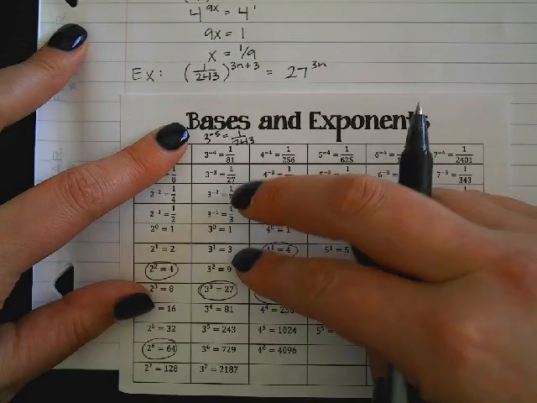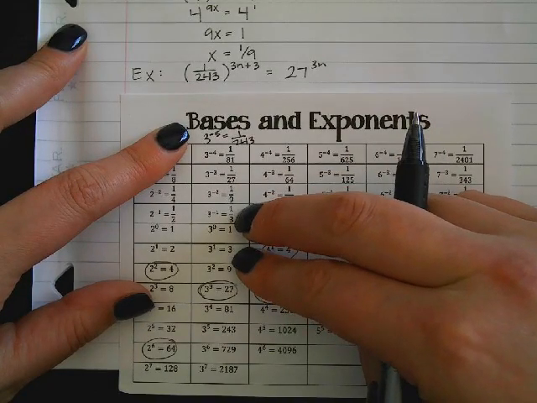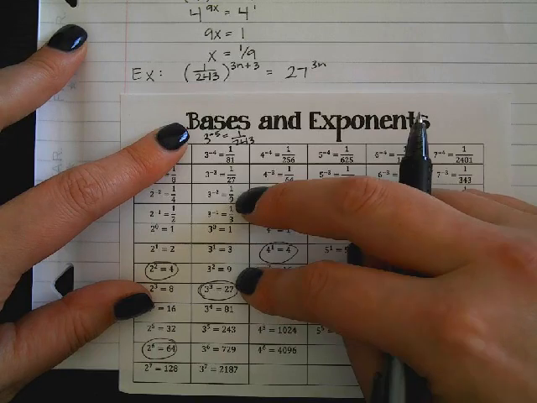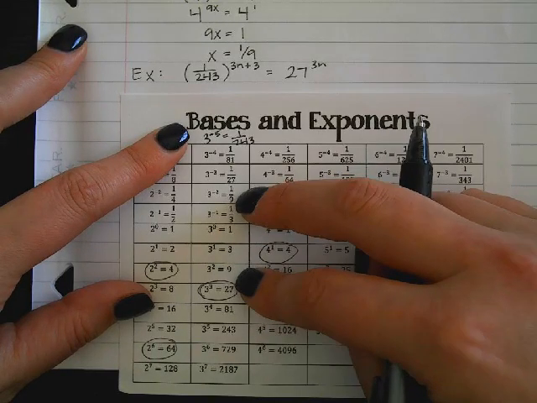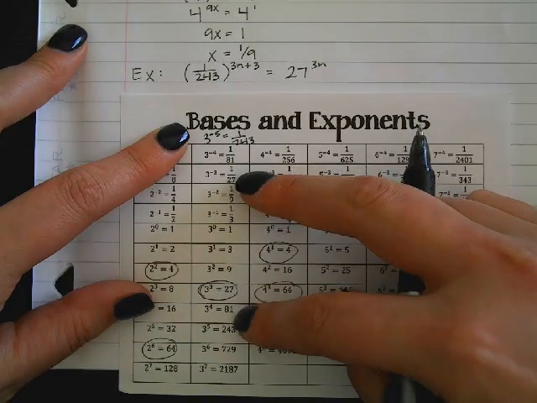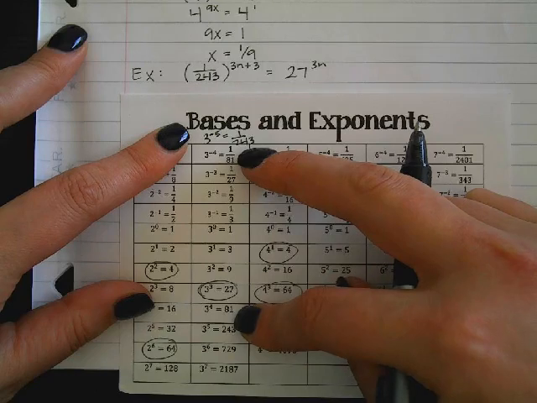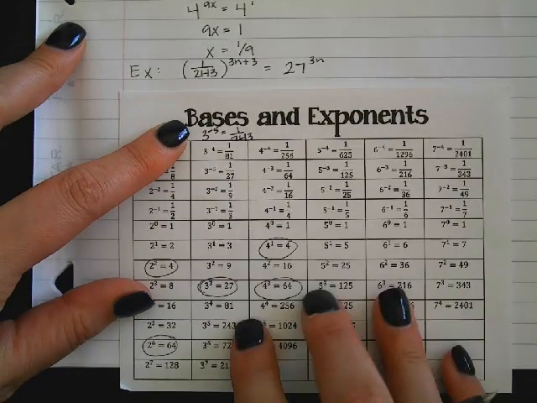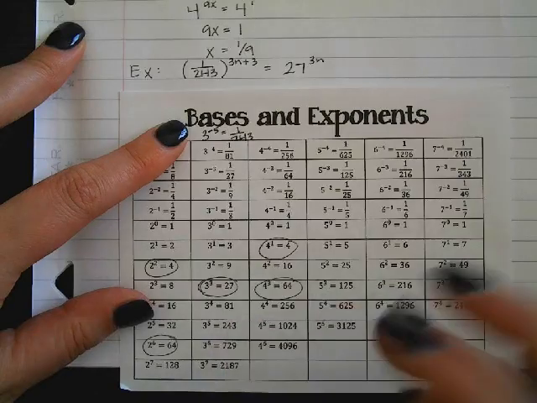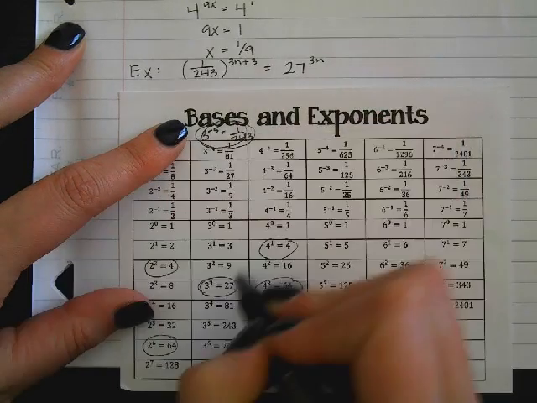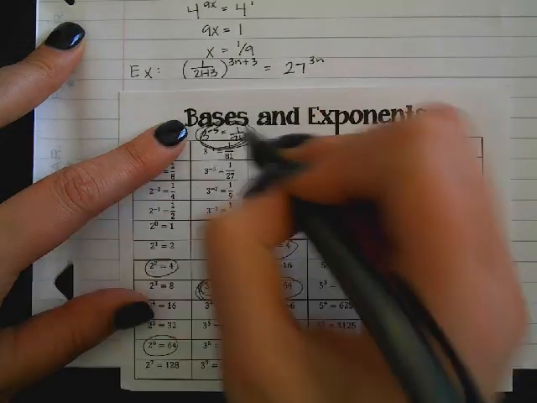So 3 to the 1 is 3, 3 to the negative 1 is 1/3, 3 to the 2 is 9, 3 to the negative 2 is 1/9, 27, 1/27, 81, 1 over 81. And so 3 to the negative fifth would be the 1 over 243. So these are the two that I'm going to use, these two right here.